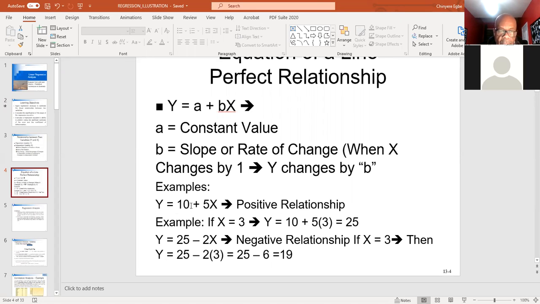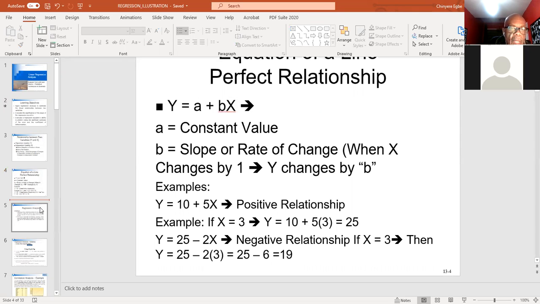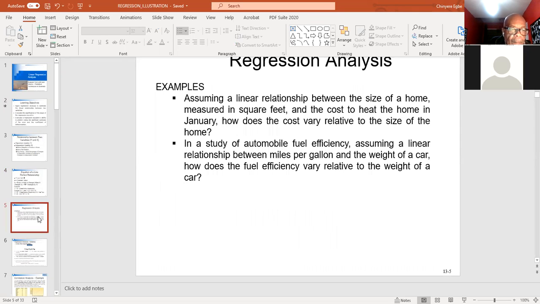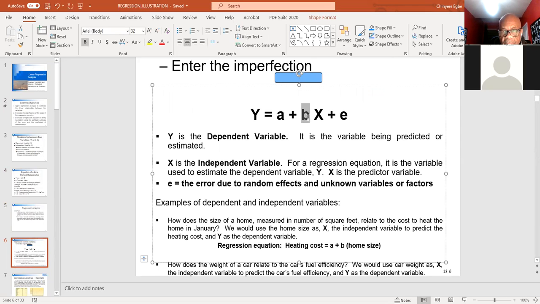Now in regression analysis, we don't know what the A value is. We don't know what the B value is. We use the imperfect data from statistical observation to try to estimate. And mark that word. What we are trying to do is to estimate. So how do we estimate the relationship? Okay, we use regression analysis. So our objective is to estimate A and to estimate B.